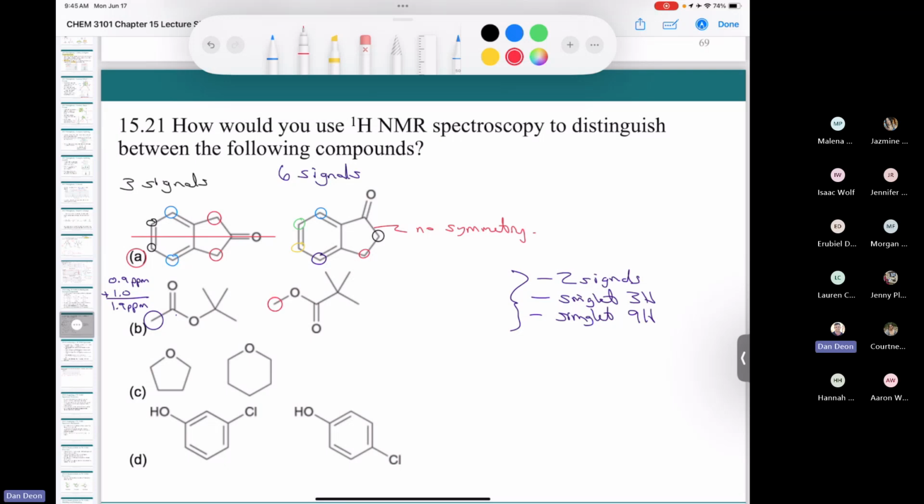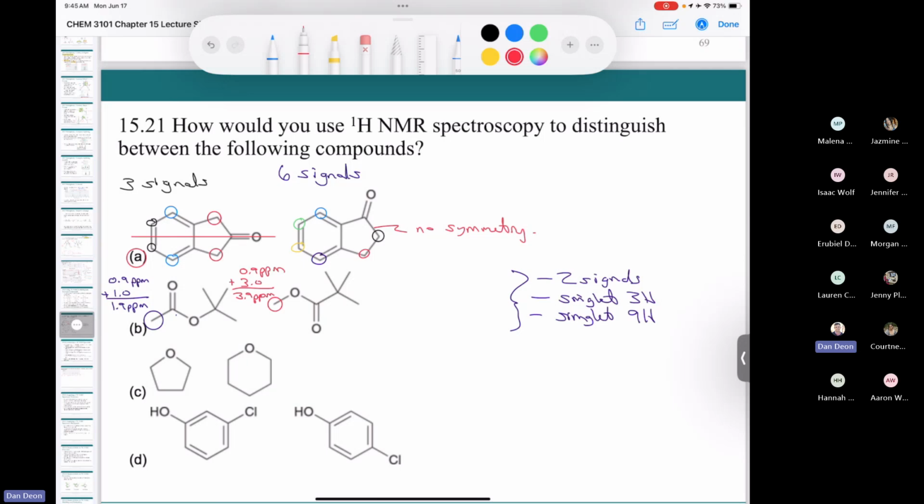Could anybody tell me what the chemical shift of this methyl group would be? The baseline is 0.9, but how much are we going to add if it's next to the oxygen of an ester? Exactly. Thanks, Arubio. You're going to add 3.0, so we end up with a total of 3.9 parts per million. So that's how you're going to distinguish between them. The compound on the left is going to have a singlet that integrates for 3 protons at 1.9 parts per million. And the compound on the right is going to have a singlet that integrates for 3 protons, but at 3.9 parts per million.